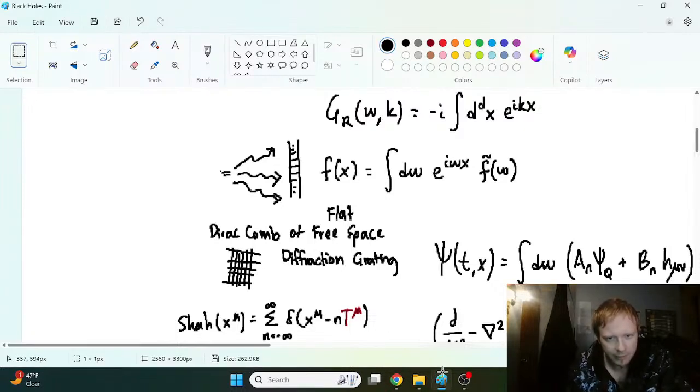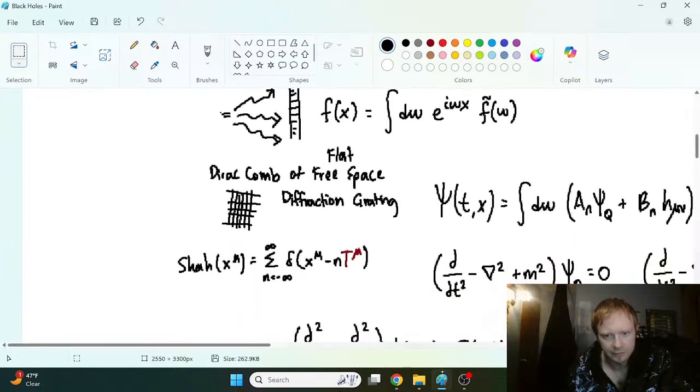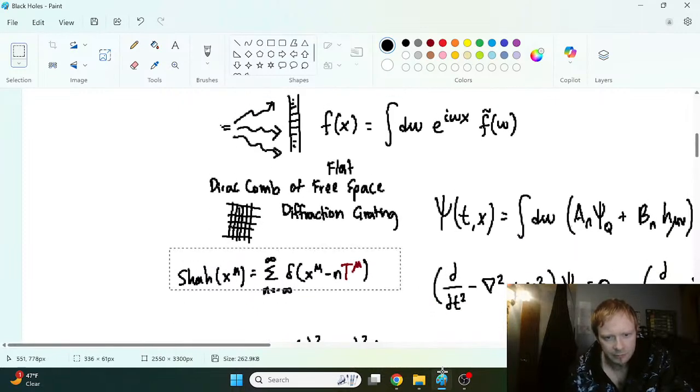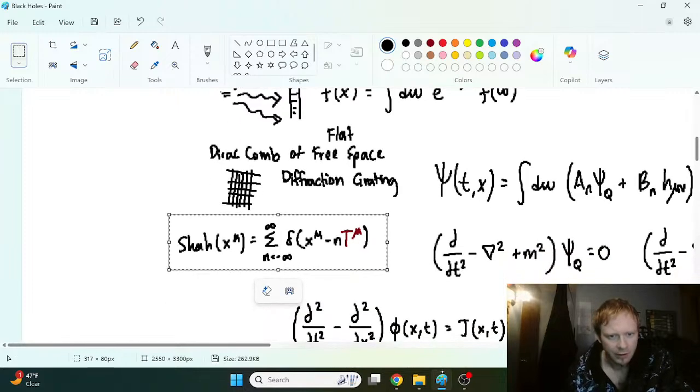Let's recall what a diffraction grating or a Dirac comb in free space might look like. Something like this, and usually we take a single slit and we have the waves that go through it and create a diffraction pattern on a screen. But of course, we can make it into a grating by stacking them all up, and it makes a little grating like this.